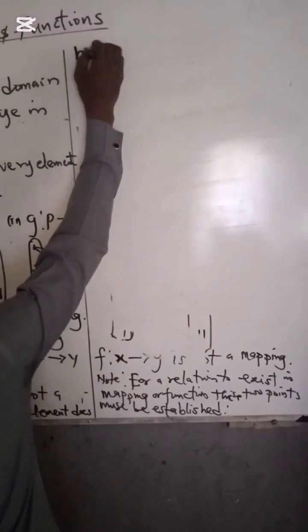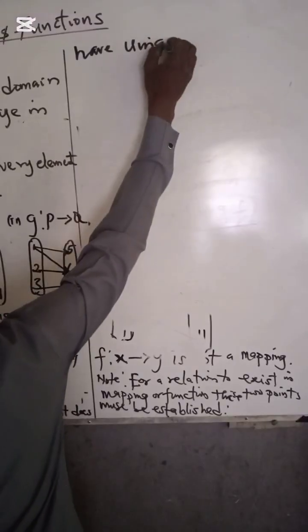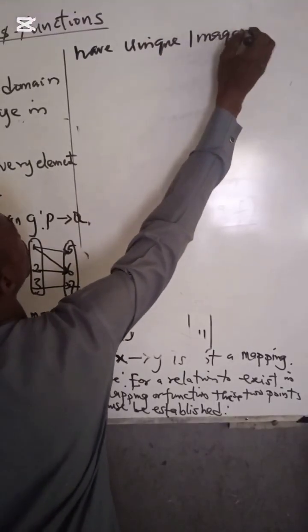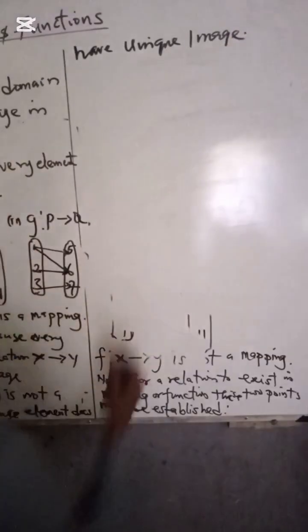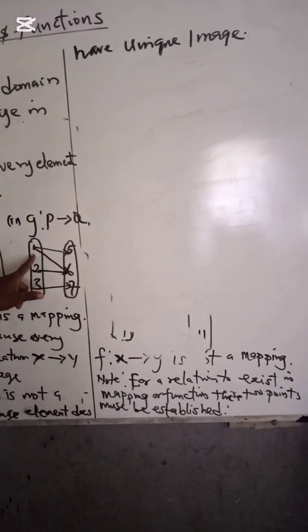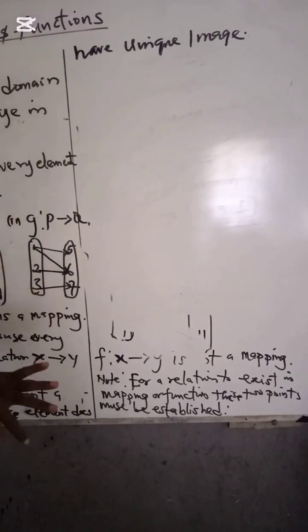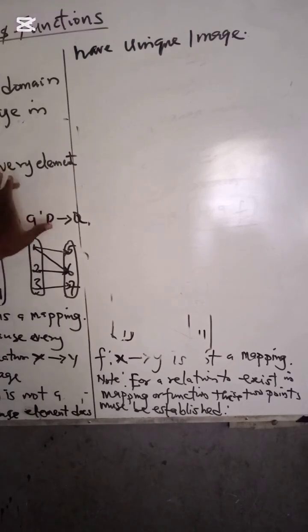It does not have a unique image, so it is not a mapping. Why? Because element 1 is having two images. And the rule says that for every relation to be a mapping, each element in the domain must have an image. And the second consideration is that each image must be a unique value to an element in the domain.